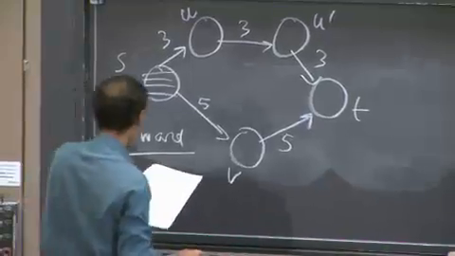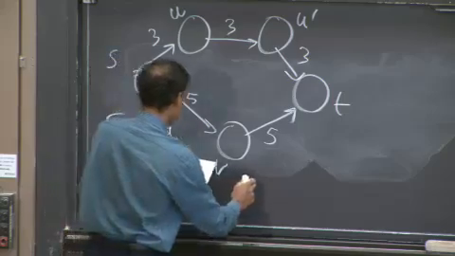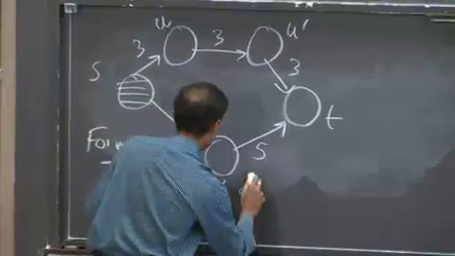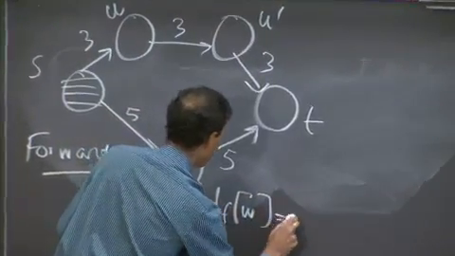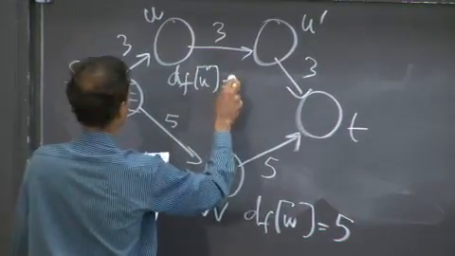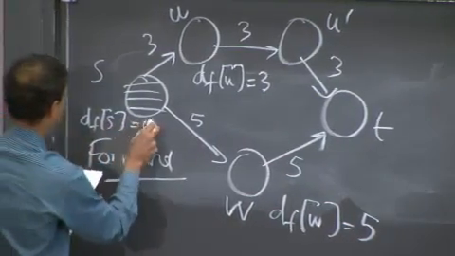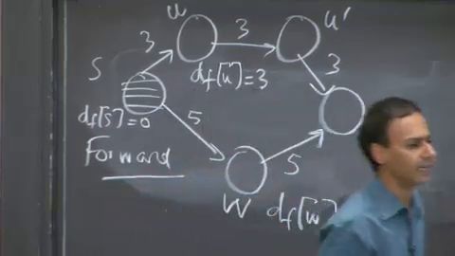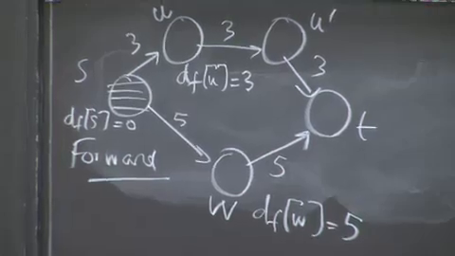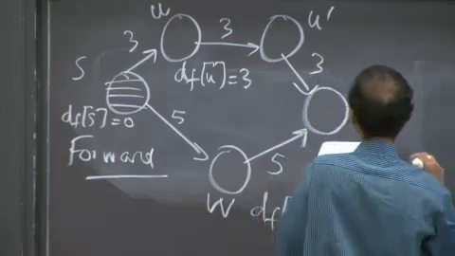Okay? So in the first step of the forward search, I'm going to be able to set, I'm sorry, this one is W. I'm going to be able to set dF of W equals 5 and dF of U equals 3. And obviously, dF of S equals 0. And I'm not going to bother writing the infinities. It's just going to clutter up the board. All right? So stop me if you have questions on anything I'm writing here. So that's a forward search.